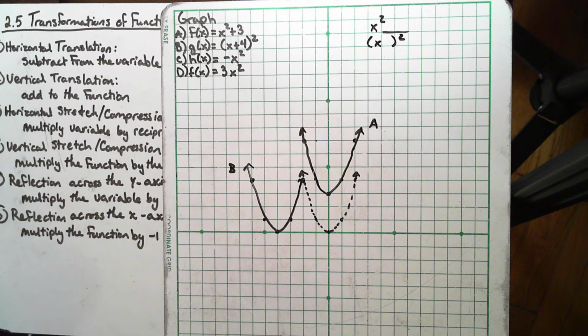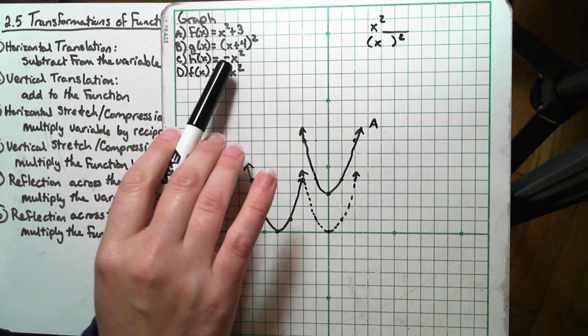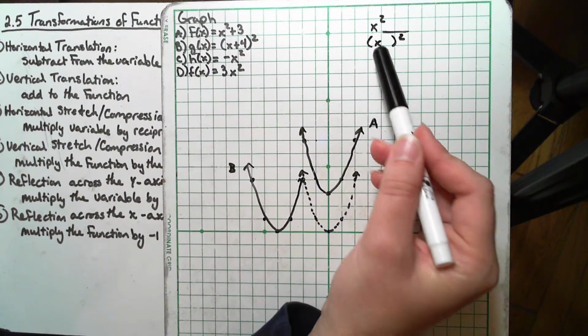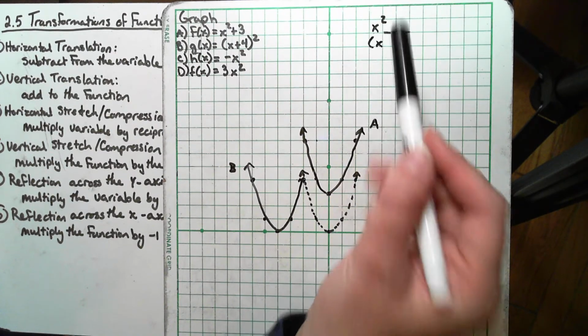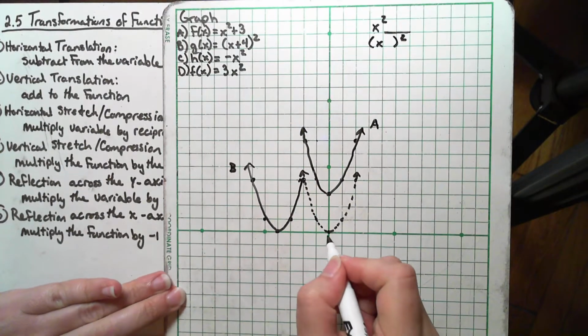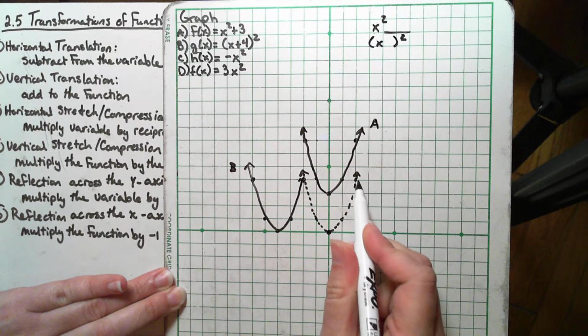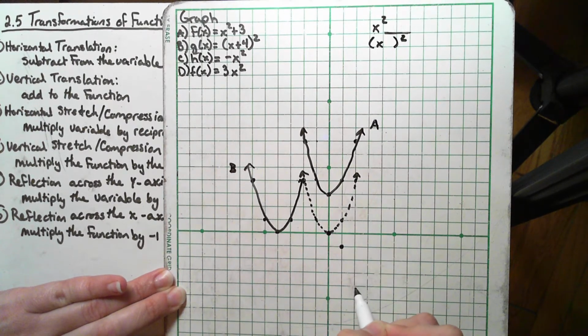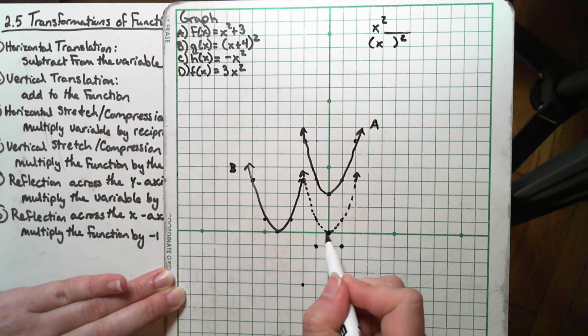Okay, next, h of x equals -x squared. Notice the negative sign means it's a reflection, and it's not happening inside parentheses and the square is outside. It's happening to the entire function. So it is a vertical reflection, meaning it's reflected across the x-axis. So I'm just going to take each point and reflect it downward across that axis. So this would be here. Each point is reflected downward.